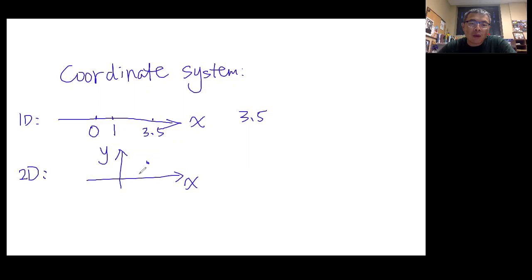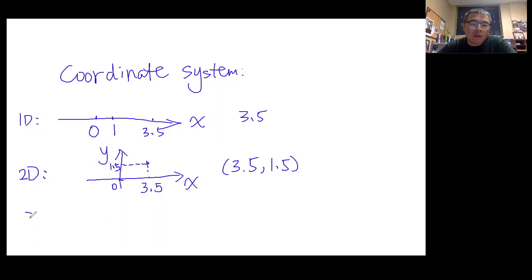Now, for any point, this is your 0. For any point, you can locate this point by specifying the two coordinates of that point. You write the X coordinate and Y coordinate. Sometimes you write like this: 3.5, 1.5. So these are your two coordinates of this point.